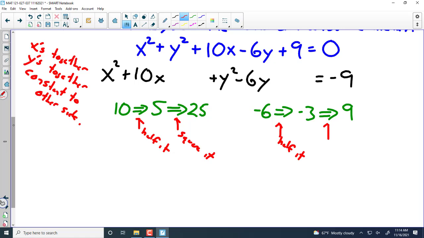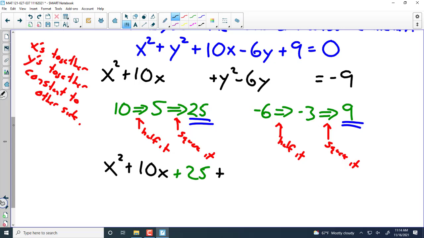Half it, square it. Now take these two numbers, this 25 and this 9, and add them to both sides of the equation, like this. X squared plus 10x plus 25 plus y squared minus 6y plus 9 equals negative 9 plus 25 plus 9.